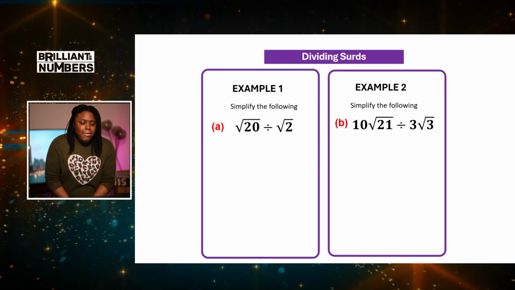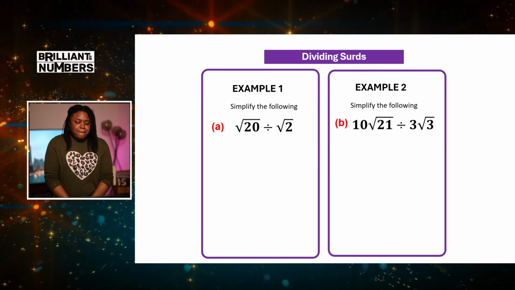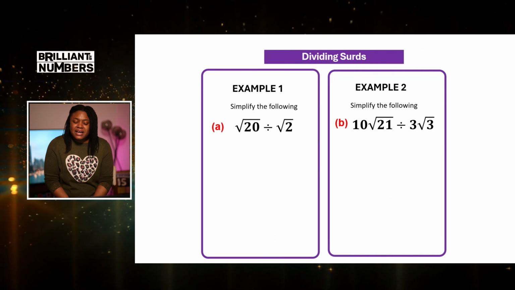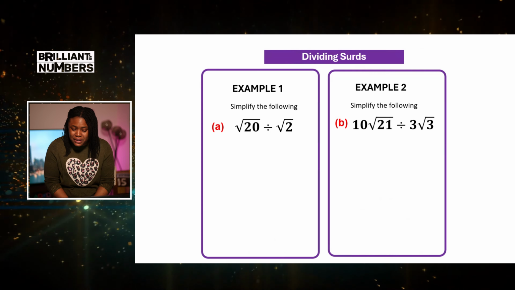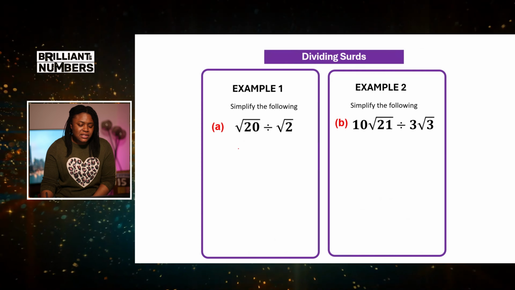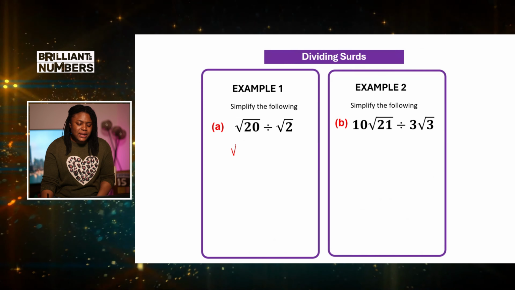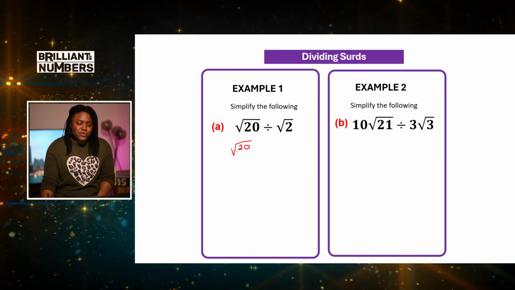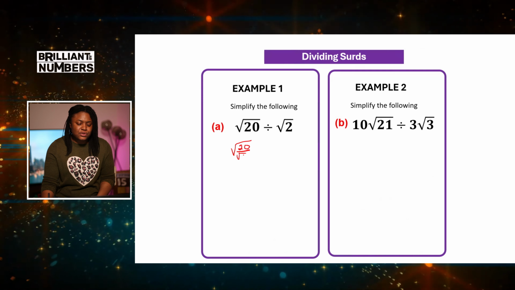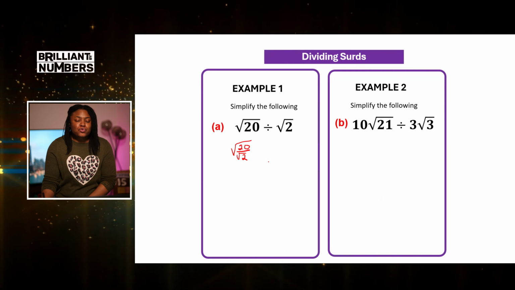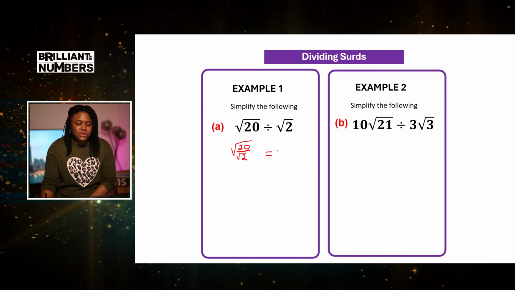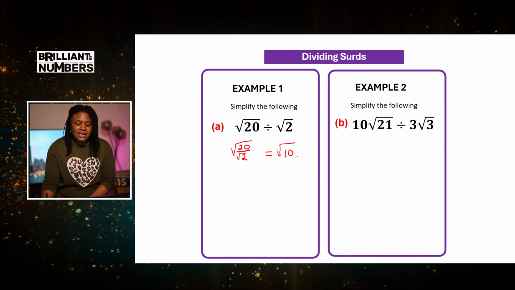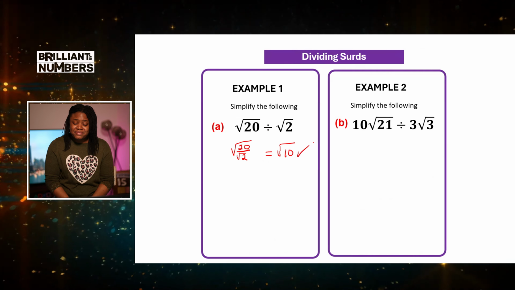So now we're going to do root 20 divided by root 2. And the same principle applies as for multiplication. So we just simply need to put root 20 in one root divided by root 2. So root 20 divided by root 2 is equal to root 10. And simply, that's our answer.